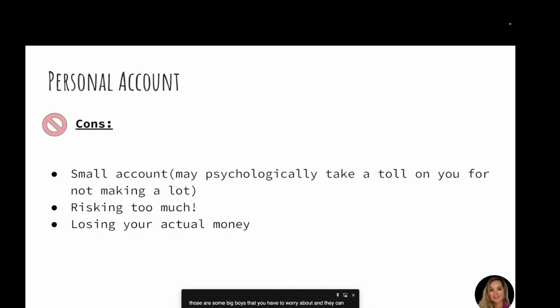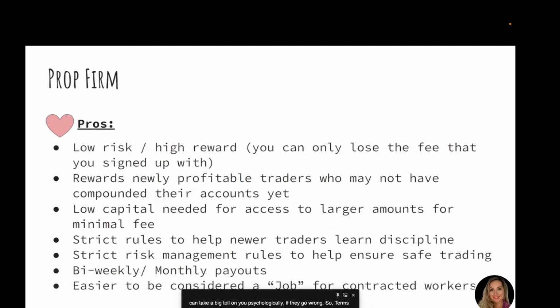And they can take a big toll on you psychologically if they go wrong. So prop firms, the pros for them, there's a lot of them as well. You have the ability to deposit a low amount of money. So you buy an account for a set amount, and that is all you're risking, whatever your fee is that you paid for that account and that amount of capital to trade with.